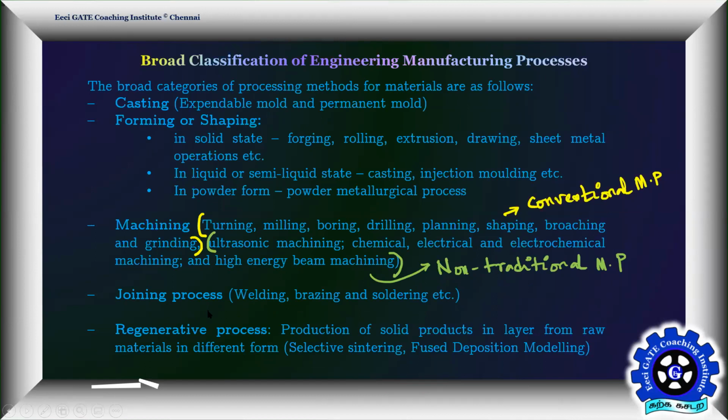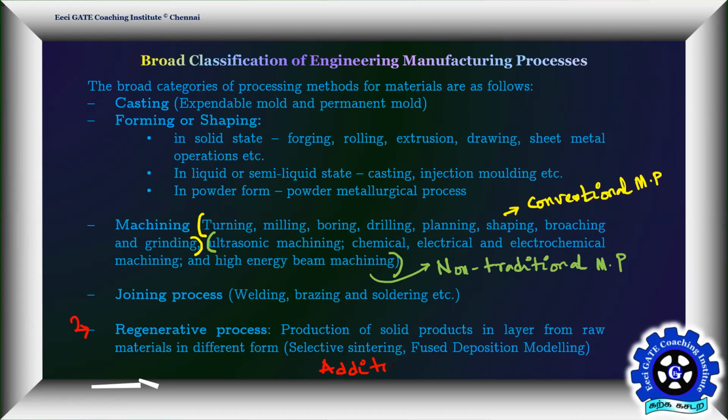Joining process. This is another classification of manufacturing process. In the joining process, we have welding, brazing, soldering, etc. Welding requires a high energy source and high temperatures. For brazing and soldering, you don't need high temperatures, and you can join similar and dissimilar materials. All these things we'll be discussing in the joining process. And the last one is the newly added syllabus, the regenerative process, which is rapid prototyping, sometimes also known as additive manufacturing.